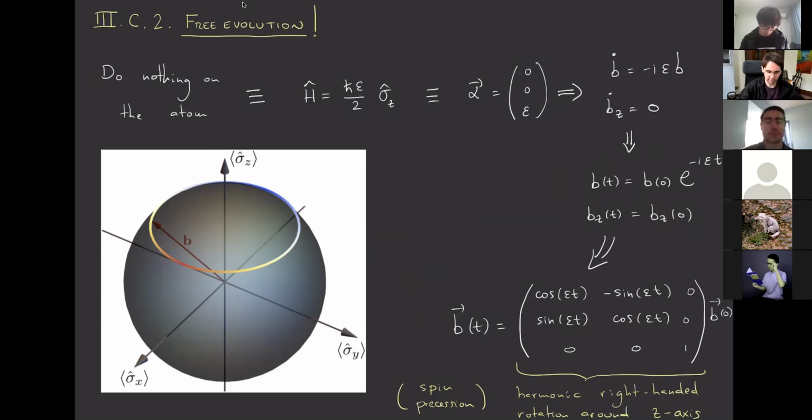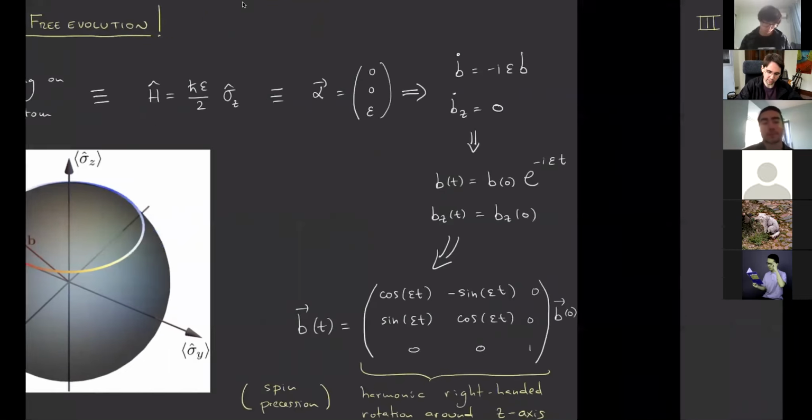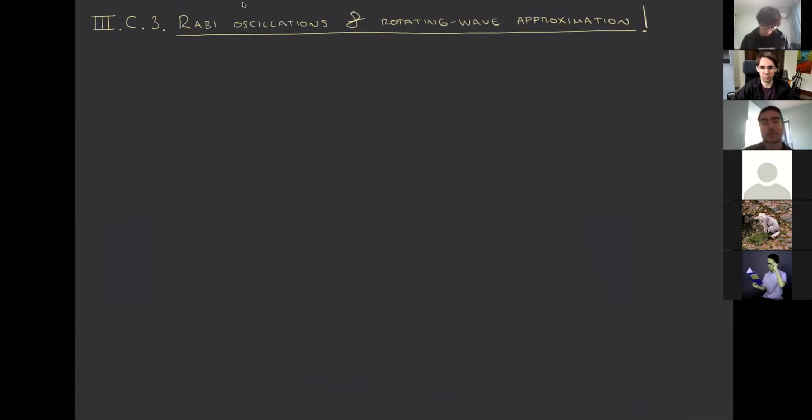If this is clear, then we can proceed to more complicated types of evolution. In particular, I want to discuss the most important type of atomic evolution in quantum optics, which is known as Rabi oscillations or Rabi evolution. And this will also allow us to introduce an approximation that is super important in quantum optics, and you will be using it throughout your life. If you work in quantum optics, you will be using it all the time in many different types of systems, which is called the rotating wave approximation.